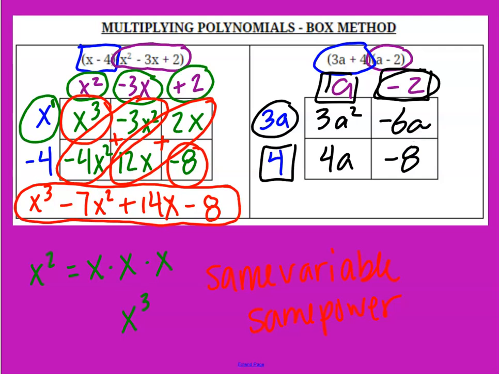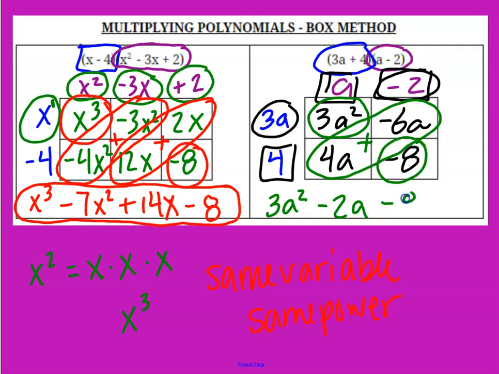Now again, we can't just leave it in the box. We do have to combine our like terms. So we have 3a squared. There's no other a squareds. We have two terms with just an a, which is negative 6a and 4a. So we're going to add those together, and we get negative 2a. And then we have that minus 8 at the end.